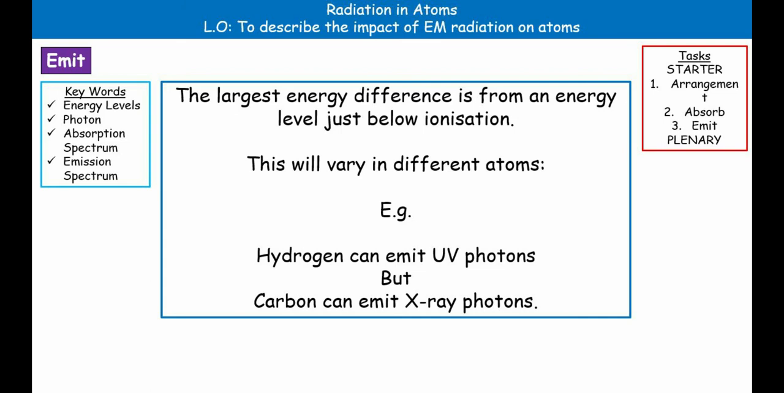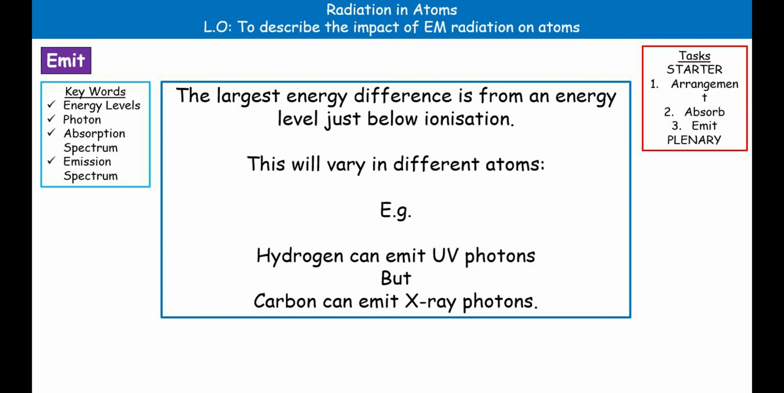What we find then is that the largest energy difference that we could obtain is where we're moving an electron from the energy level just below that ionisation. So it's just below the energy needed to ionise the atom. Now, depending on what atom we've got, that amount of energy is going to vary. If we think back to the work we've done on atomic structure in chemistry, then we know that different atoms have different numbers of electron shells. So the electrons are going to be able to move different distances in different elements.